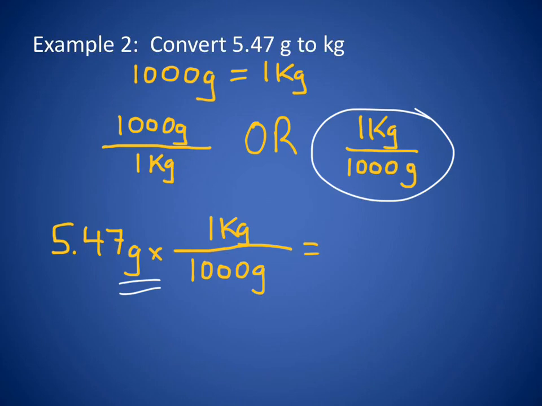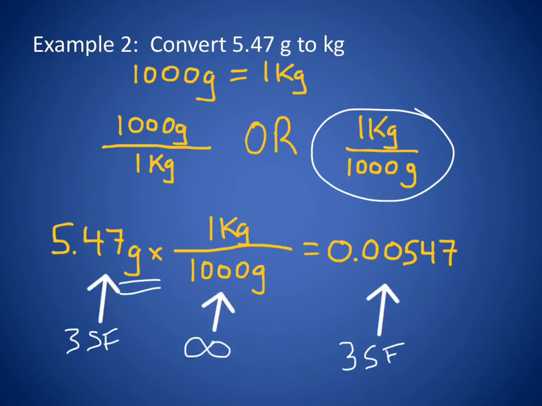So doing the math, 5.47 times 1 is 5.47. Divided by 1,000 is 0.00547. That has 3 sig figs. That has infinity sig figs. So my answer should have 3 sig figs. Does it have 3 sig figs?